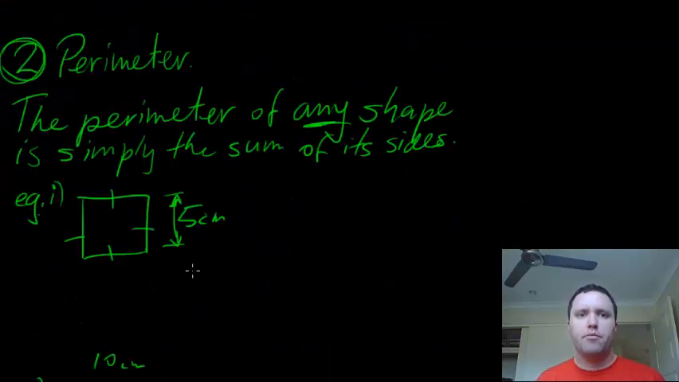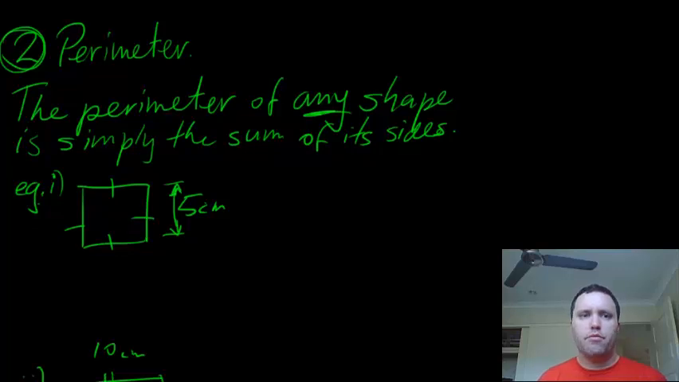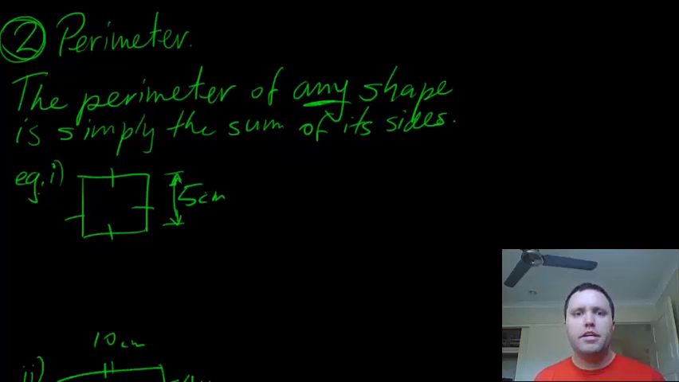Okay, perimeter. So the perimeter of any shape is simply the sum of its sides. Now, there's not really a formula for different shapes for their perimeters, so I'm just going to have a look at a couple just to show you that really you just add together the sides. So here's example number 1. We've got a square. You can quite clearly see it's a square because I've got the little marks here that show you that each side is the same. So that means that each side here is 5 centimeters.